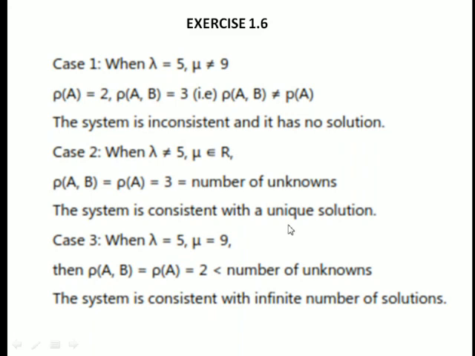Case 3, when lambda equal to 5, mu equal to 9, then rank of A comma B equal to rank of A equal to 2, less than the number of unknowns. The system is consistent with an infinite number of solutions.